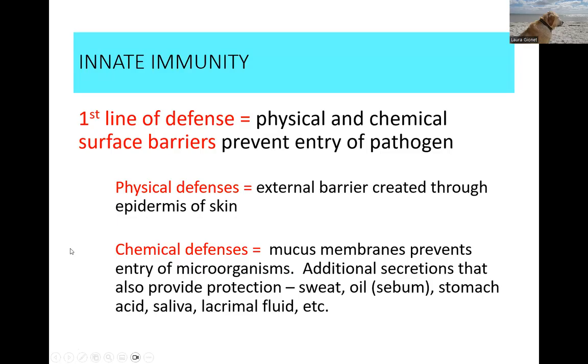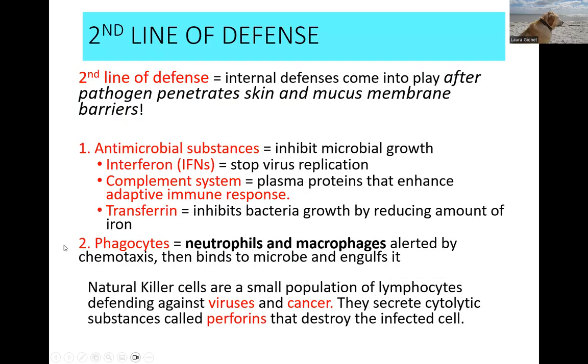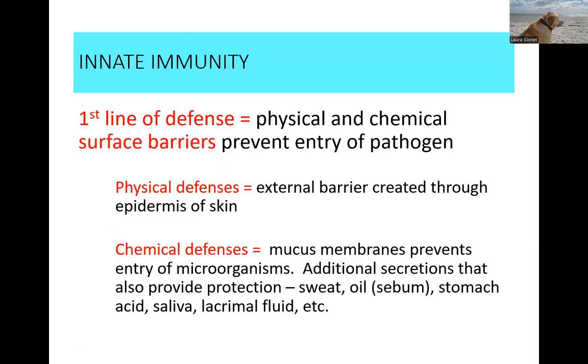Okay, so innate immunity. We have a first line of defense. We have a second line of defense. Right? The first line of defense is the physical and chemical surface barriers that prevent entry of a pathogen into your body. Physical defenses are the external barrier created through the epidermis, the stratified squamous epithelium, of your skin. Chemical defenses are things that we can secrete onto the surface of the skin in the case of sweat and oil.